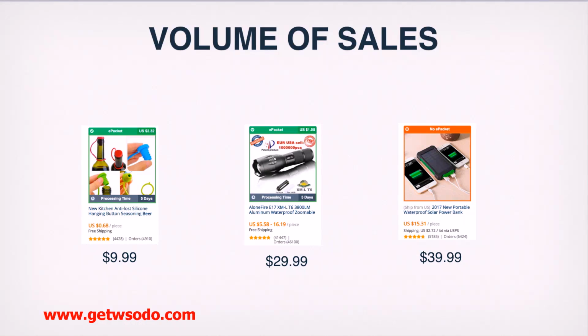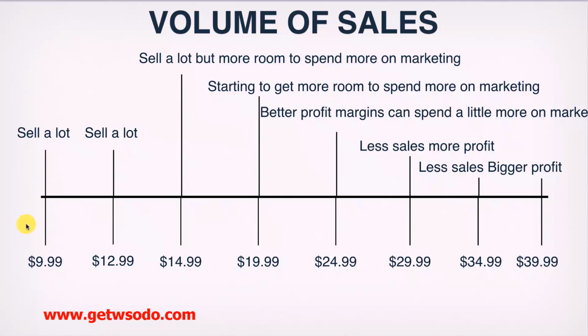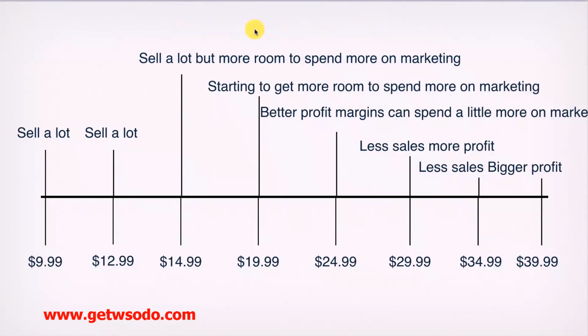So let's look at a bit of a table here. This is something I just set up to get you in the right mindset of volume of sales. If you have a $9.99 product, if that's what you're selling it for, we're not talking about how much the product costs. These are the prices that I generally use on my stores. If you're selling a product for $9.99, you have to sell a lot, or you're not going to make a lot of money. The next, $12.99, you also have to sell a lot, otherwise you're not going to make a lot of money.